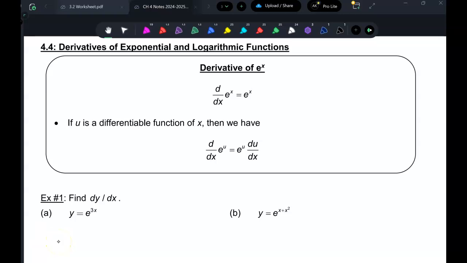Okay. Derivative of e to the x is really easy. I know. Now we're going to do exponential logarithmic functions. It's not scary. Okay, it looks scary, but it's not. Okay. Derivative of e to the x is just e to the x.